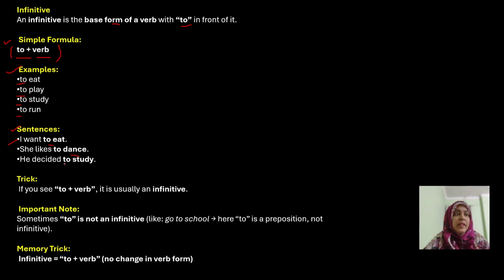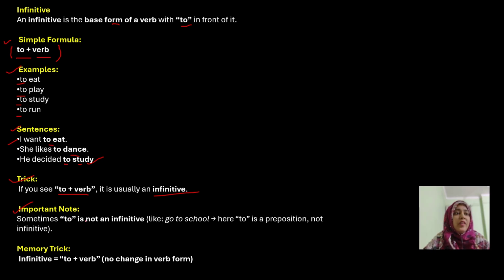You can see there is to and there is a verb's first form also. They are coming together, right? He decided to study. Now I will give you a trick. If you see to plus verb, it is usually an infinitive. Fine. Let's see some more rules of infinitives.